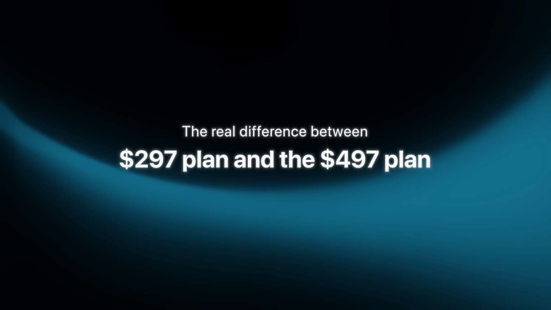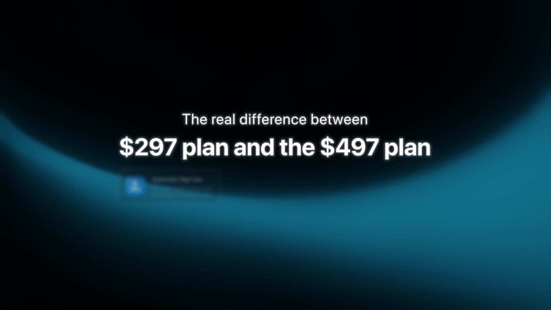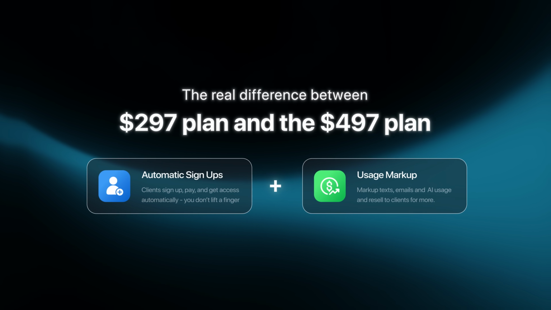And if you only remember one thing from this whole video, make it this. The real difference between the $297 a month plan and $497 a month plan is going to be the automatic signups and the profit. The $297 a month plan still needs you to set the clients up by hand, whereas the $497 a month plan does it for you and lets you make money reselling the text, emails, and the AI. So that's basically the only difference.